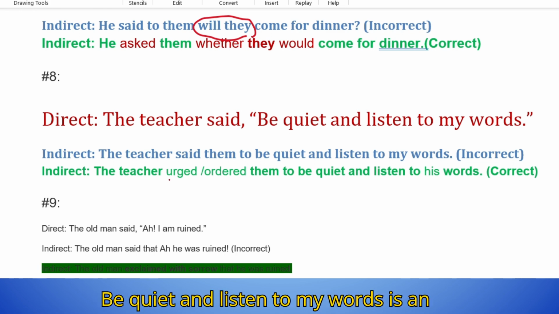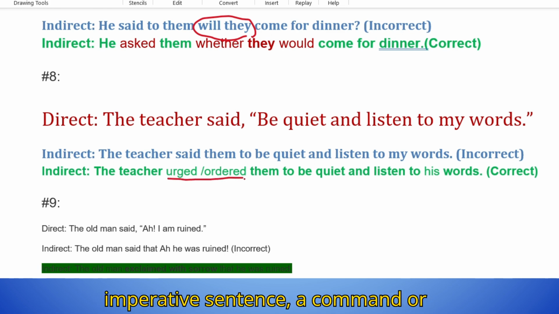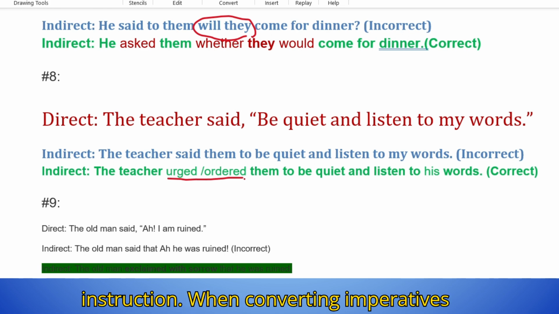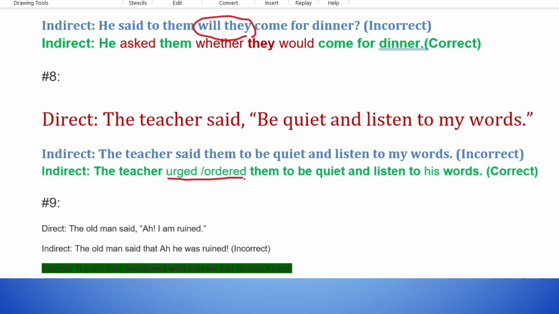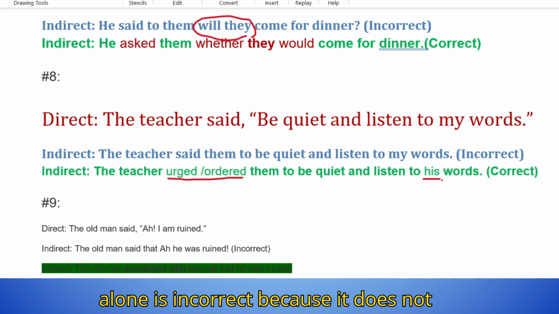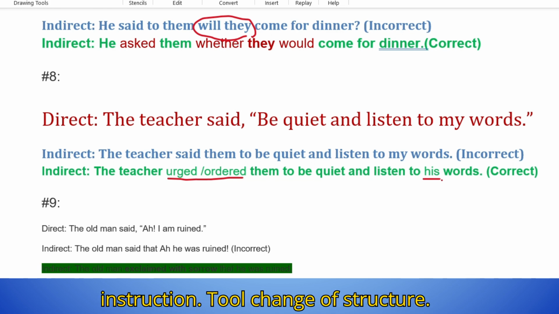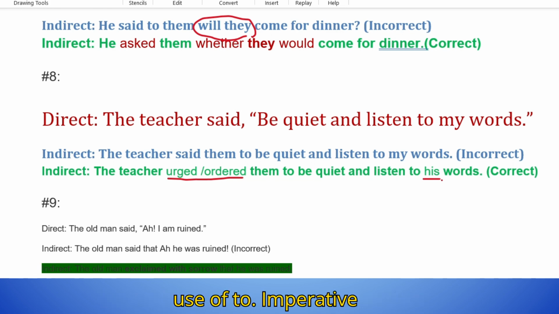In the direct speech, "Be quiet and listen to my words" is an imperative sentence, a command or instruction. When converting imperatives into indirect speech, the reporting verb must reflect the tone of the sentence. Urged, ordered, told, requested, etc. are commonly used. Using "said" alone is incorrect because it does not convey the sense of a command. Two: change of structure, use of "to." Imperative sentences are converted into to-infinitives in indirect speech. "Be quiet" becomes "to be quiet." "Listen" becomes "to listen." This structure avoids retaining the direct command format.